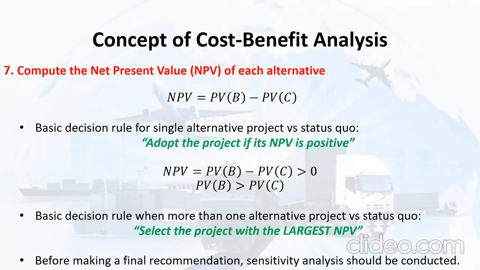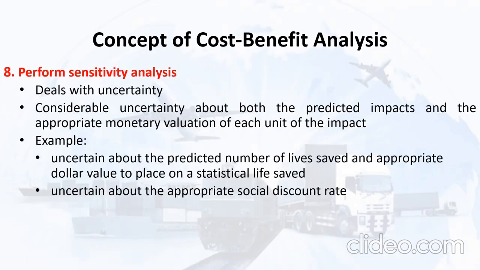Step number 8. Deal with uncertainty. Considerable uncertainty about both the predicted impacts and the appropriate monetary valuation of each unit of the impact. Sometimes we overestimate the value, sometimes we underestimate the value. Sometimes we cannot see the impact from our perspective. For example, we are uncertain about the predicted number of lives saved and the appropriate dollar value to place on a statistical life saved.